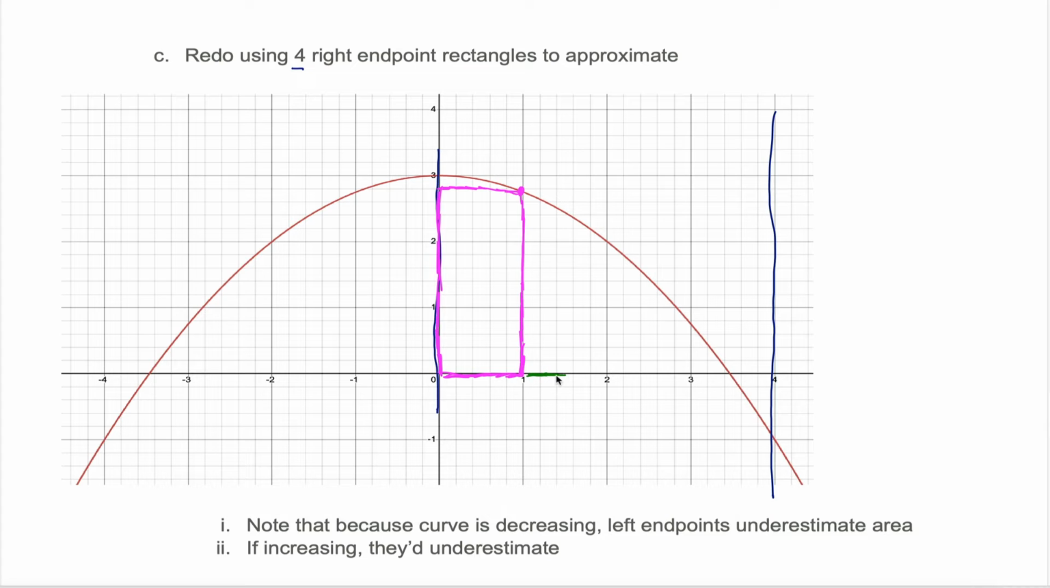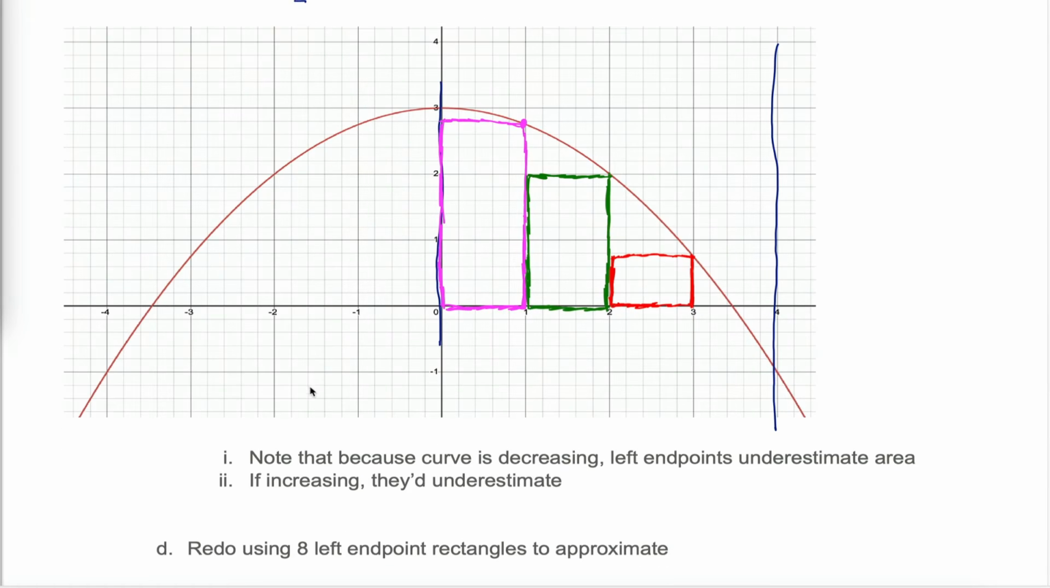The next rectangle is going to go from 1 to 2. The right endpoint is 2, so I'm going to figure out the height of this rectangle by looking at the height of the curve at 2, and that gives me the rectangle pictured in green. For my third rectangle, I'm going from 2 to 3. I'm figuring out the height by looking at the right endpoint, so the height at 3, and I get a rectangle that kind of sort of looks like this.